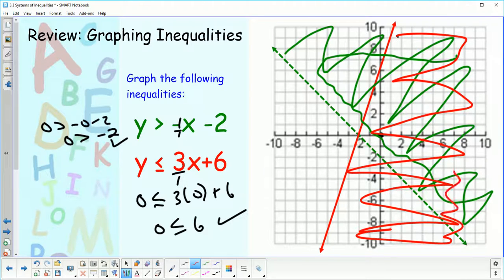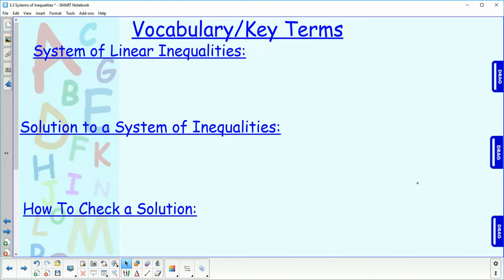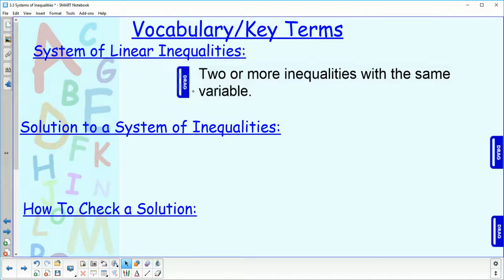So what I did here is I did two inequalities and I just graphed them on the same grid. We have really only been doing one inequality graphing on the same grid. Now I've done two. And that's basically what a system of inequalities is. We just have two or more inequalities with the same variable. And you notice your last two had the same variables, x and y.